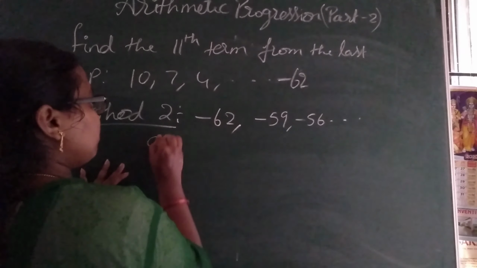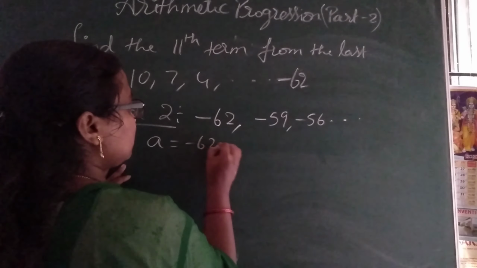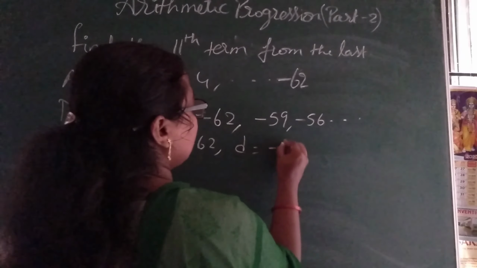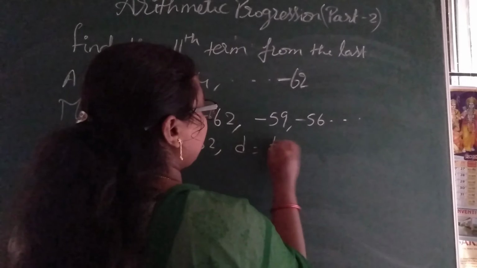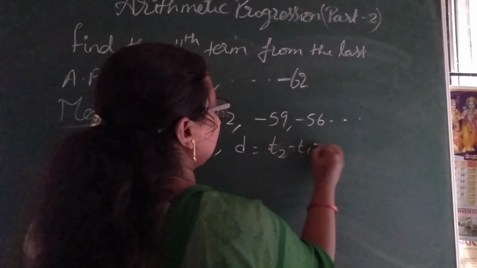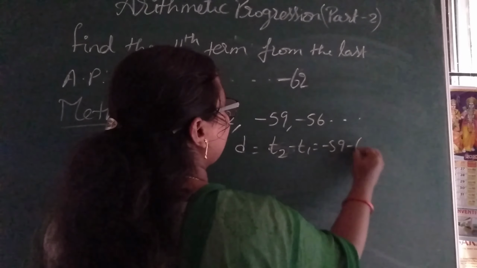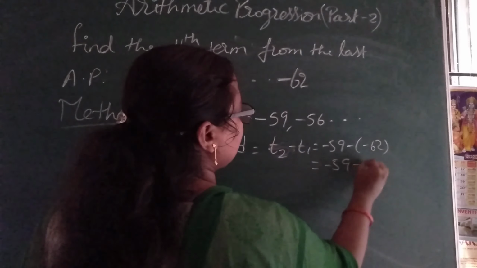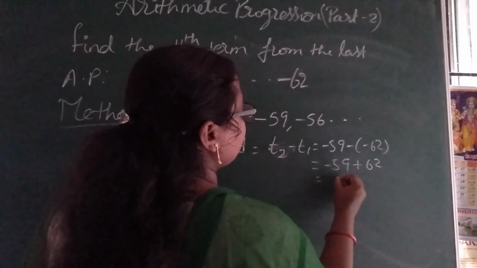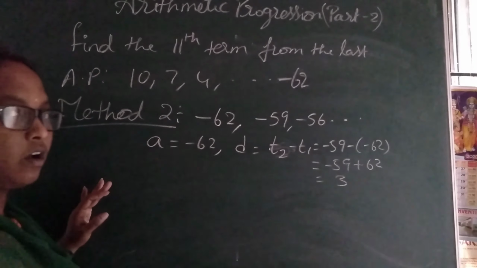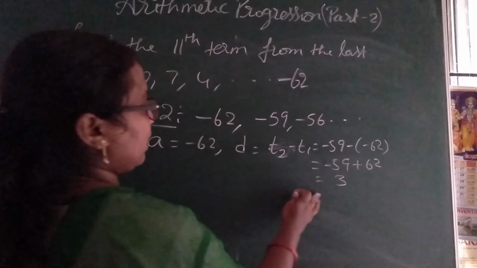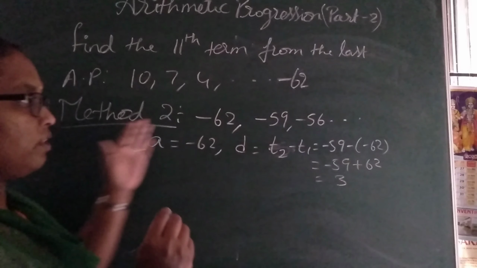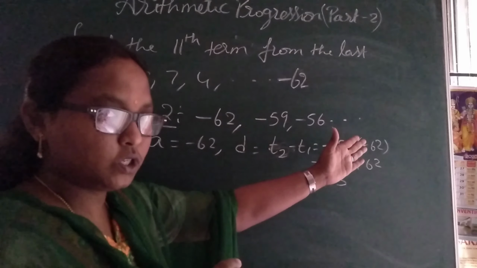So now from this, A is what? Minus 62. D is what? Second term, write the formula, t2 minus t1: minus 59 minus of minus 62, minus into minus becomes plus 62, so 62 minus 59 is 3. Okay, so A we know, D we know. We have to find which term? The 11th term, 11th position only, right?